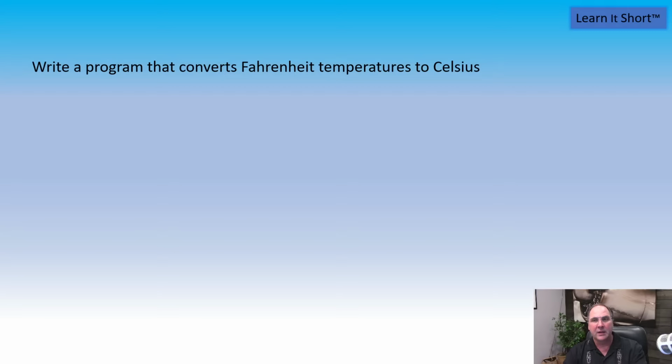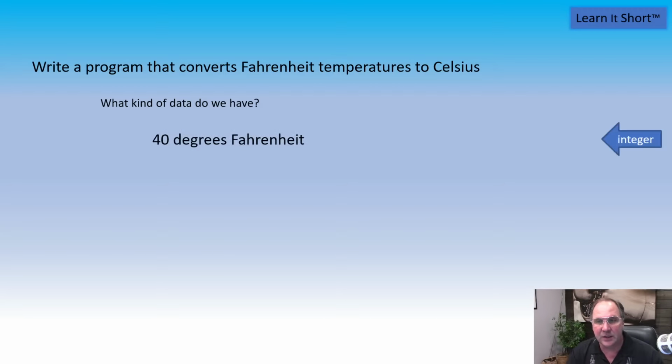So let's say that I ask you to do something simple. Write a program that converts Fahrenheit temperatures into Celsius. So what information is involved? What kind of data do we have? Well, if we're converting from Fahrenheit to Celsius, then I'm assuming you have temperatures in Fahrenheit. So like earlier, 45, maybe that was a temperature. 40 degrees Fahrenheit. If that's what the data looks like, then that looks like a whole number to me. That looks like we could represent that as an integer.